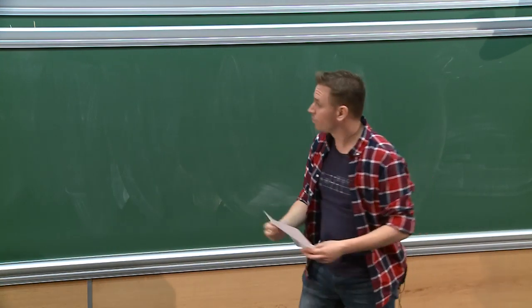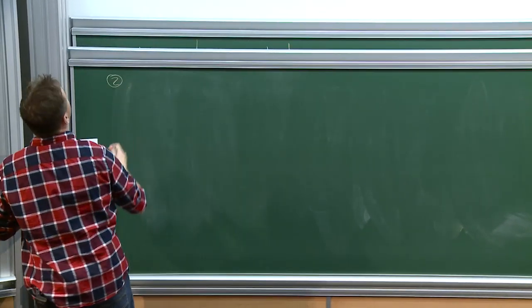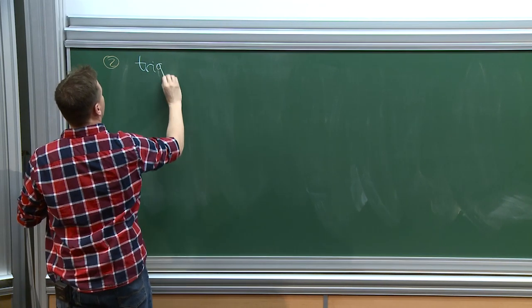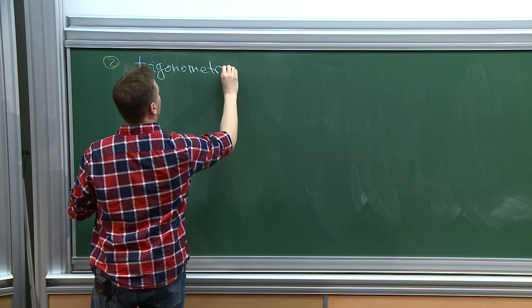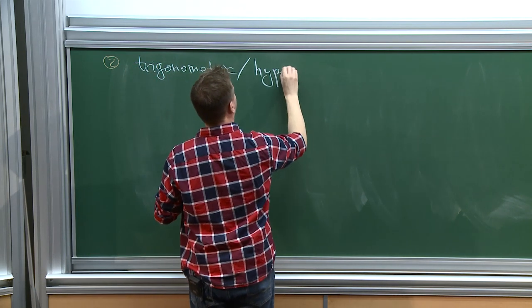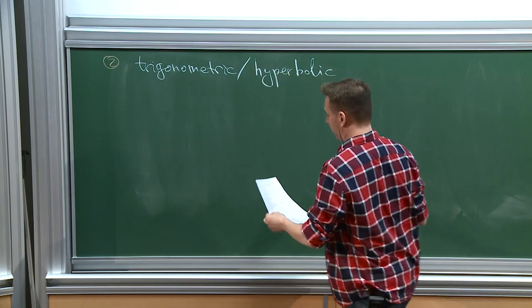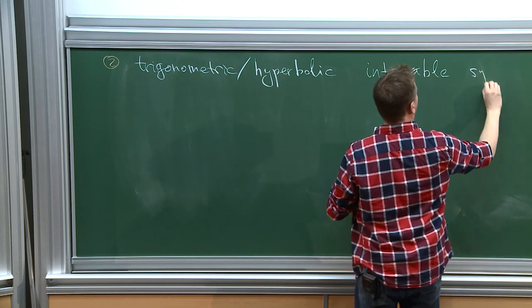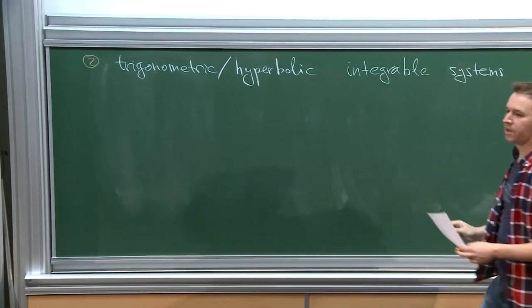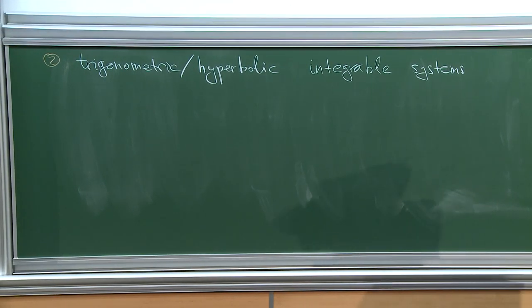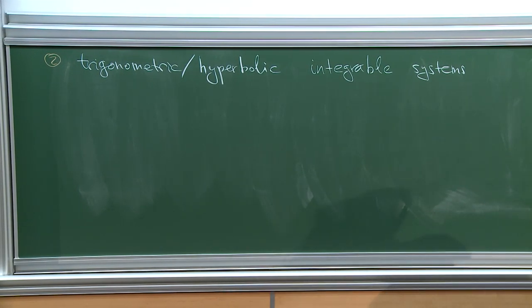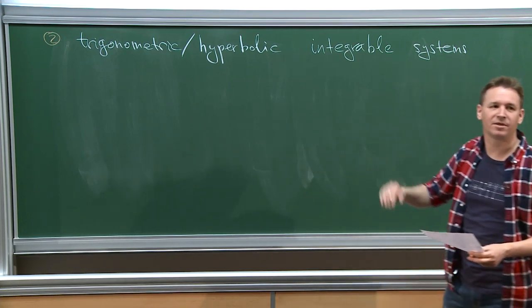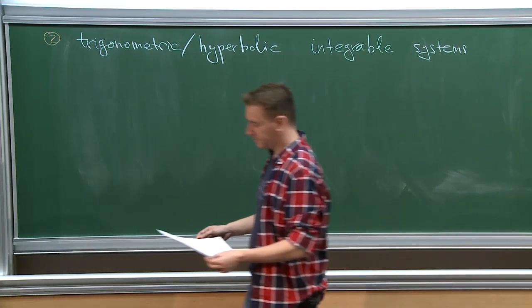Okay, so where else do we see this kind of phenomena? So that was number one. Number two is trigonometric or hyperbolic integrable systems. Both names are used in the literature. Here variables are exponentiated, and we use q-difference equations, which is the Baxter equation, as opposed to rational integrable systems, where h-bar and unexponentiated variables are more natural variables in a phase space.